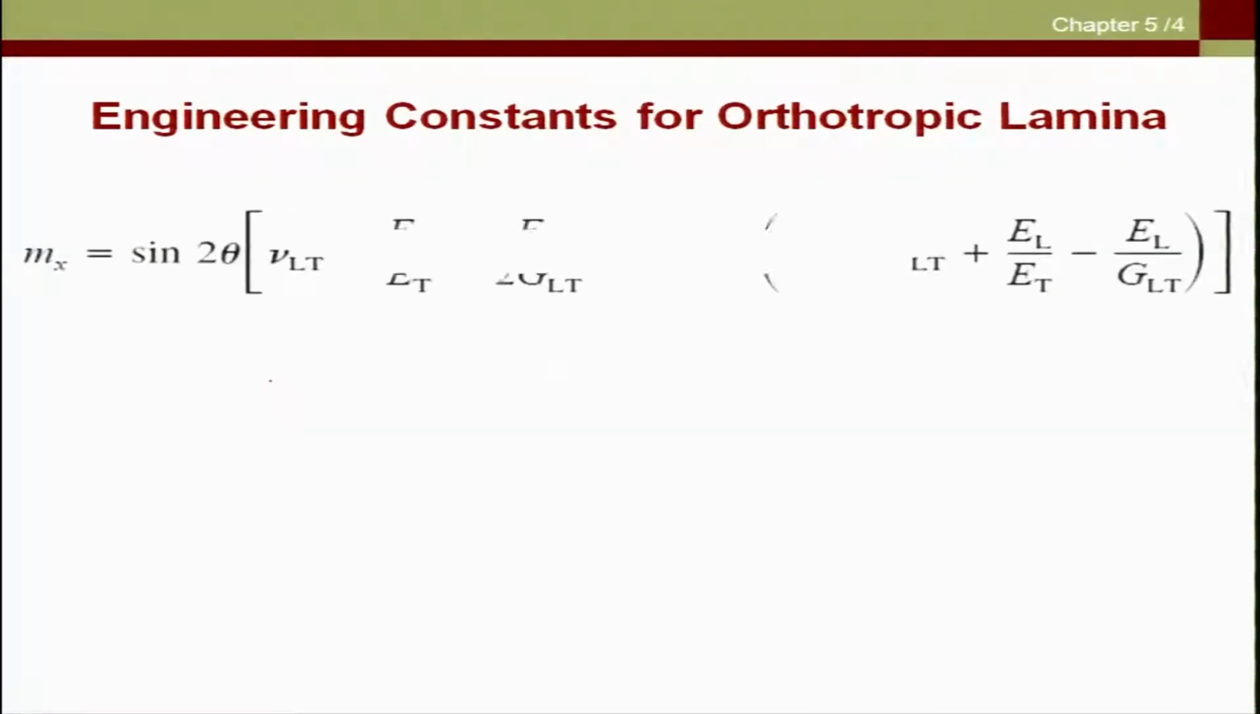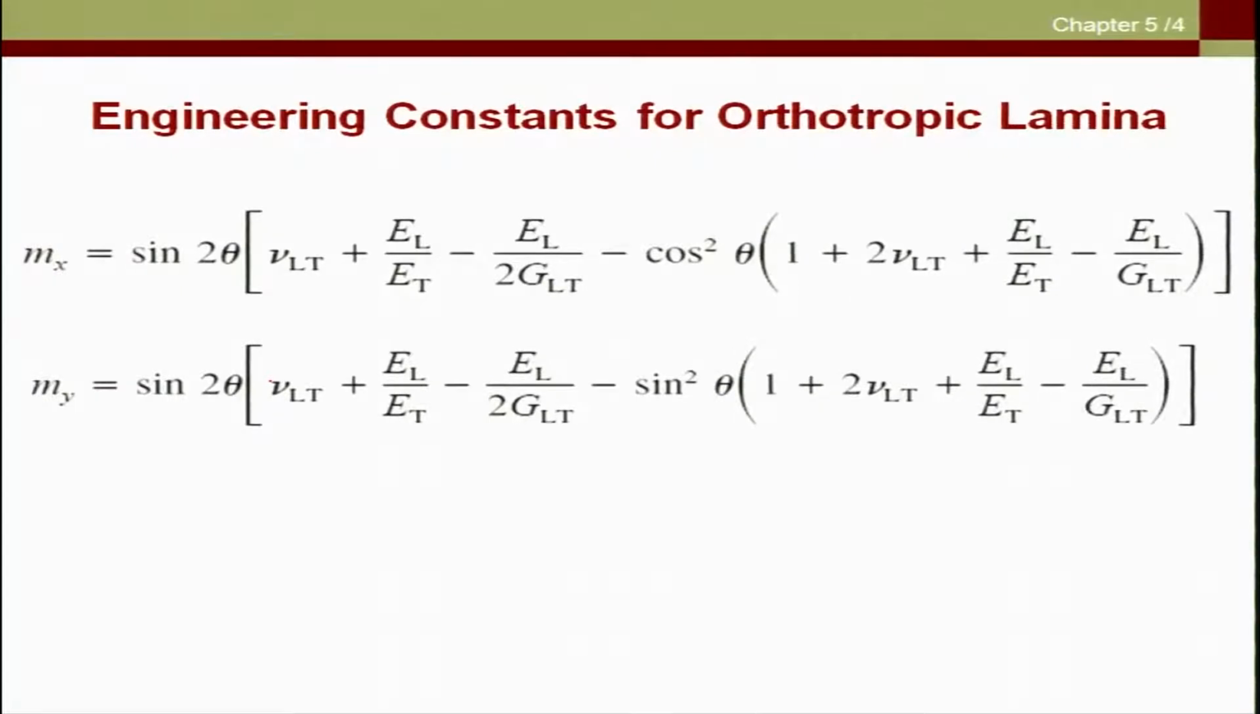Okay. And for mx and my, what we see is that when theta equals 0 or theta equals 90, then for either of those cases mx and my are 0. So, they assume non-zero values only when theta is not equal to 0 or 90 degrees.